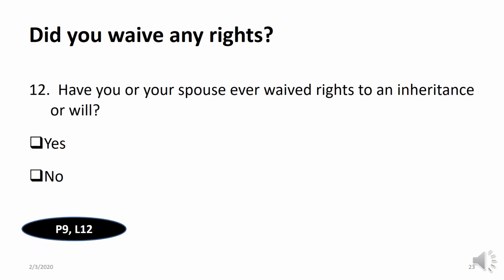Did you waive any rights? Have you or your spouse ever waived rights to an inheritance or to a will? If you answer yes, then that amount of money is considered a resource or asset. It would also be considered gifted because it's money you could have had. And in just a few slides, we'll discuss when you gift away money or gift away resources or assets.